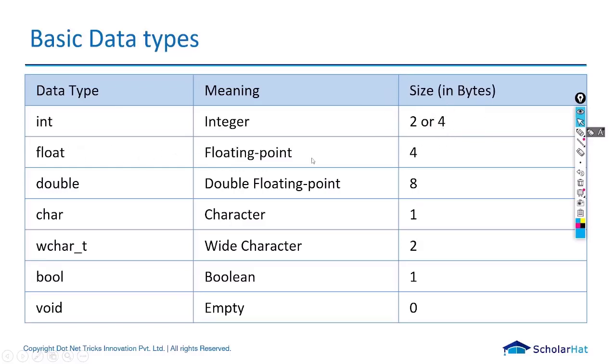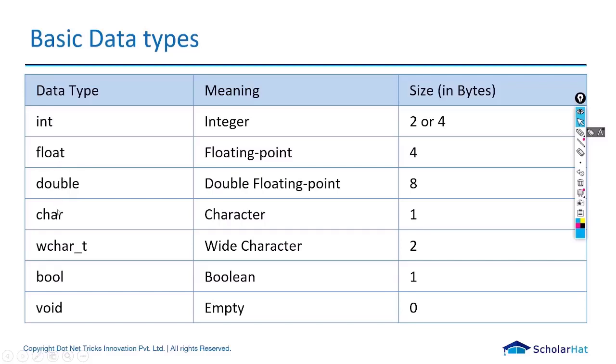Float is the data type that is floating point. Similarly, double is for double floating point and it takes 8 bytes of memory. Float takes 4 bytes of memory. Float stores smaller decimal numbers and double stores bigger decimal numbers. Both are only for storing decimal numbers.